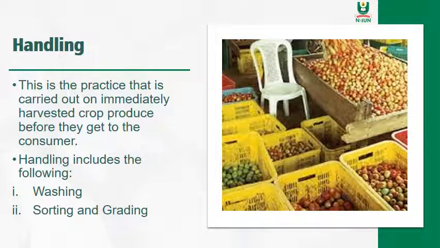Yeah, we're going on to handling, and handling is also a very, very important part of post harvest technology. This practice is carried out immediately on the harvested crop produce before it gets to the consumer. So the handling process includes washing and then sorting and grading. So when you harvest your farm produce, you want to quickly wash them and then you sort them into sizes, into colors, into grades, and you grade them. So that is what handling is basically about. It's about washing, sorting, and grading.